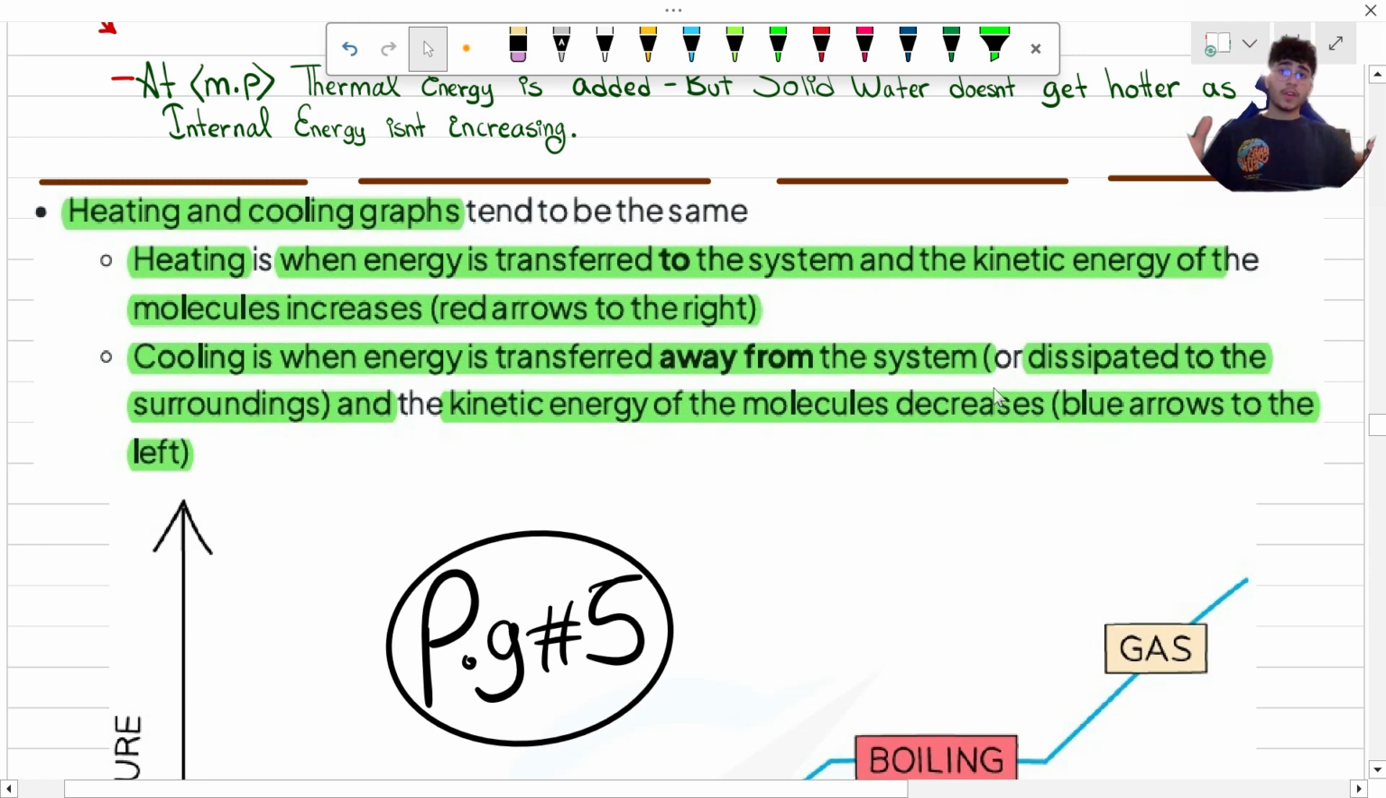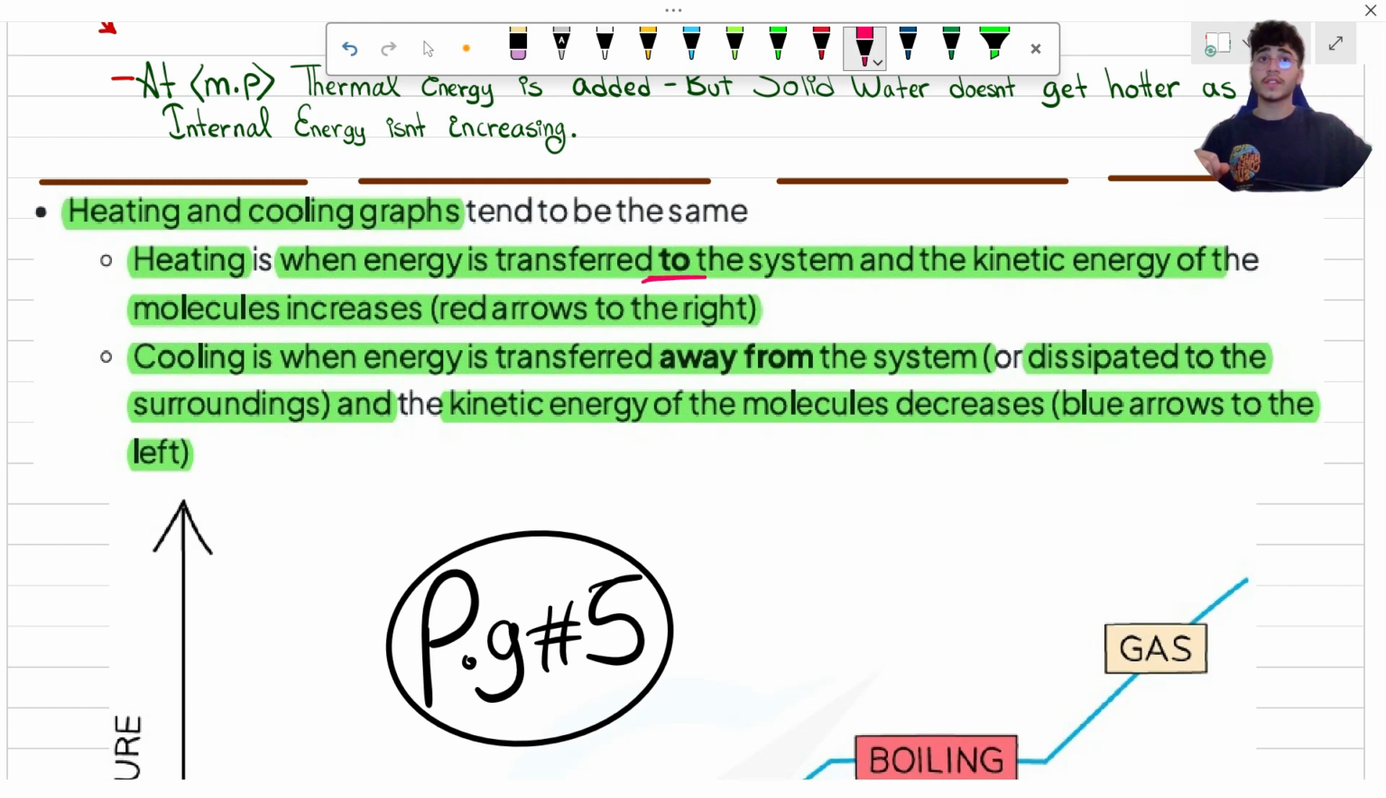The last part we're going to cover is heating and cooling graphs. So heating is when energy is transferred to the system and kinetic energy of the molecules increases. Cooling is when energy is transferred away from the system, is dissipated to the surroundings, and the kinetic energy of the molecules decreases. So heating is we're transferring energy to the system. We have a system, we're putting energy into it to increase its temperature. Cooling, we have a system and we're taking away energy to decrease its temperature.